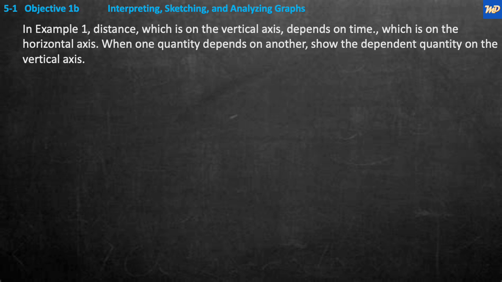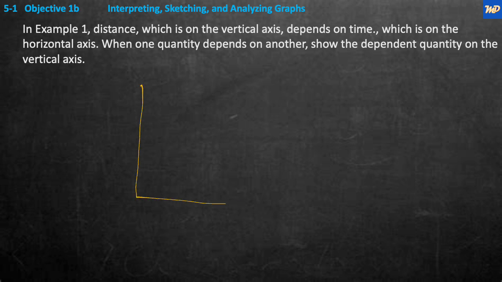In example one, the distance, which is on the vertical axis, depends on time, right? So as you're walking, time's moving along and you're getting farther and farther along, right? And that's distance from home. And then you get to school, and now time is going on, but you're not going any farther from home. And then at the end of the day, the time continues on, but now you start getting closer and closer to home, okay? Which is on the horizontal axis, it says. When one quantity depends upon the other, show the dependent quantity on the vertical axis. So that's what they're showing.